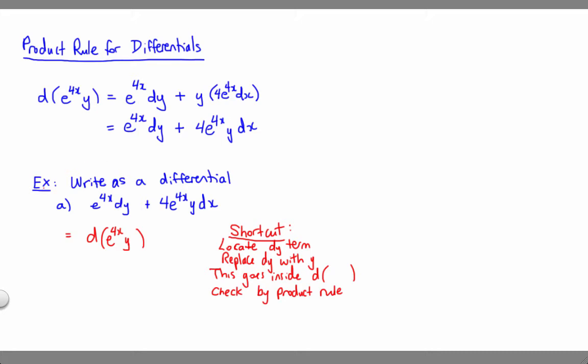So let's try it. Here's our dy term. Replace the dy with a y, so we'd get e to the 4x times y. That expression goes inside the differential. So at this point we believe this is the correct answer. The way we would check it, apply the product rule to this. So we're basically going from this step back to this step and just confirming that it's true. So applying the product rule, we'd have e to the 4x dy plus y times 4 e to the 4x dx. So yes, that does give us the correct answer. All right, so let's try it for a couple more expressions.